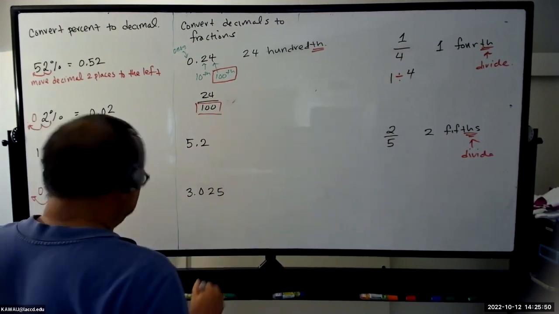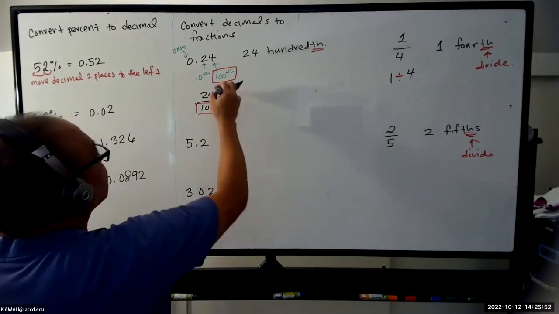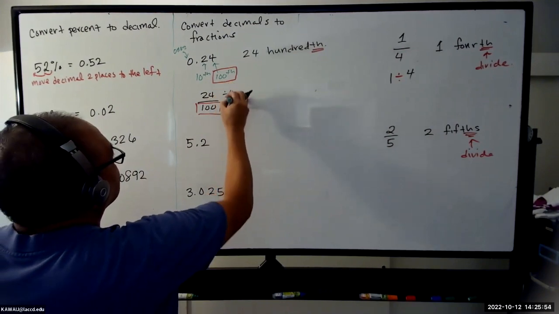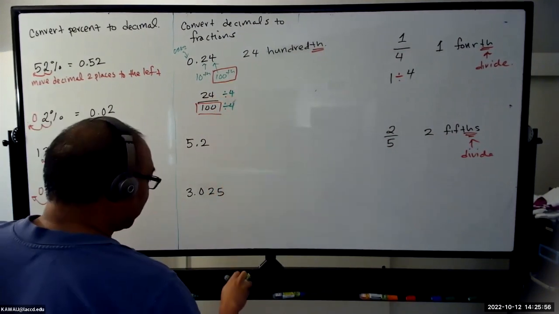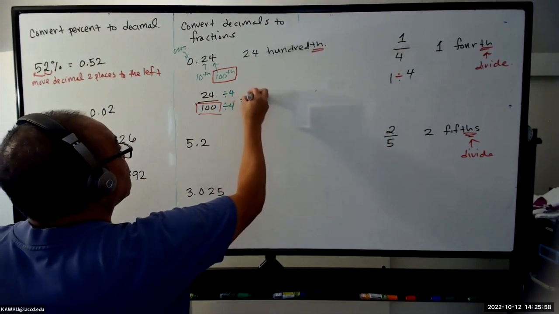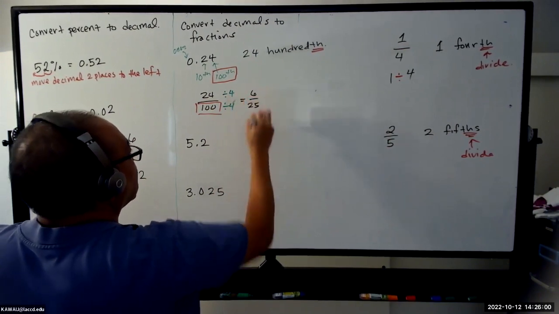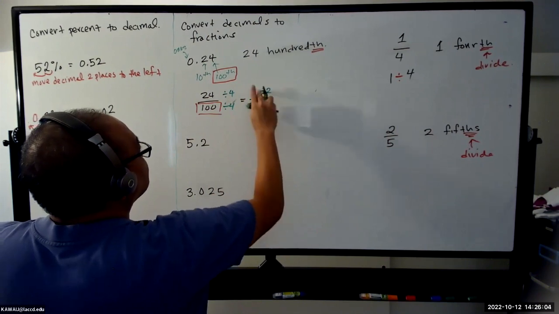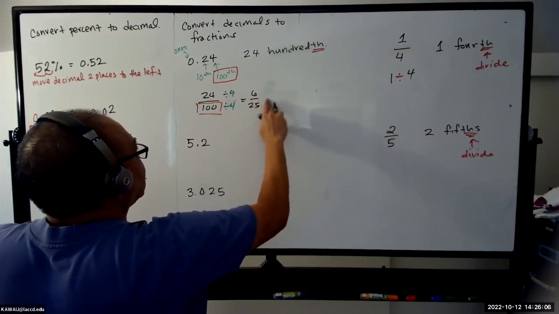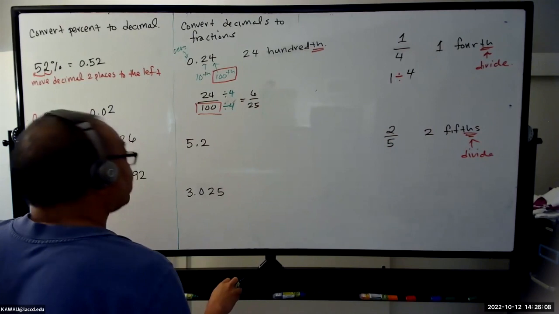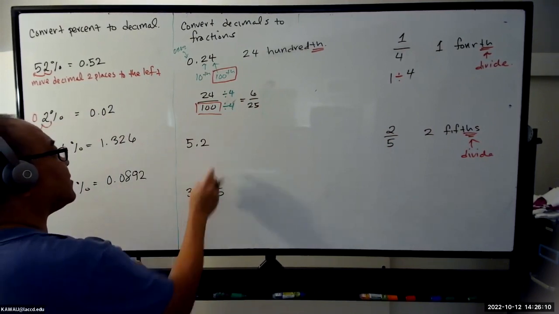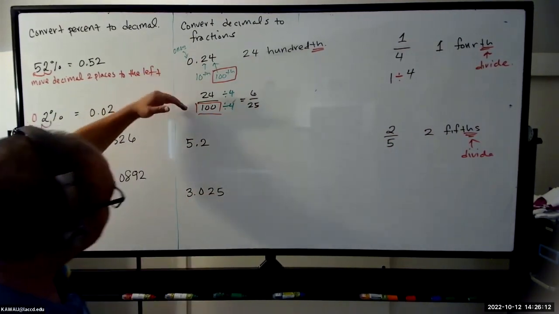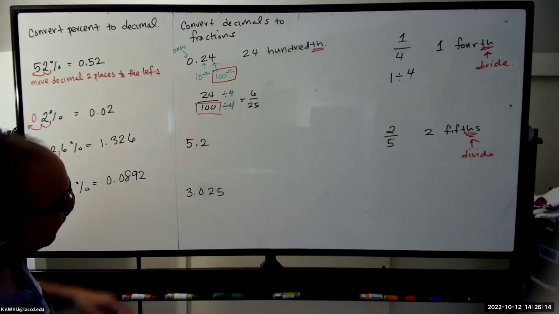So 4 divides into both of these. Sorry about being confusing. And then 2 divides into both of these. Oh, actually, 2 doesn't divide into both of these. And now I'm done. Hopefully less confusing. All right, try this one and try this one. So this is the way to make it into a fraction and then just simplify it.